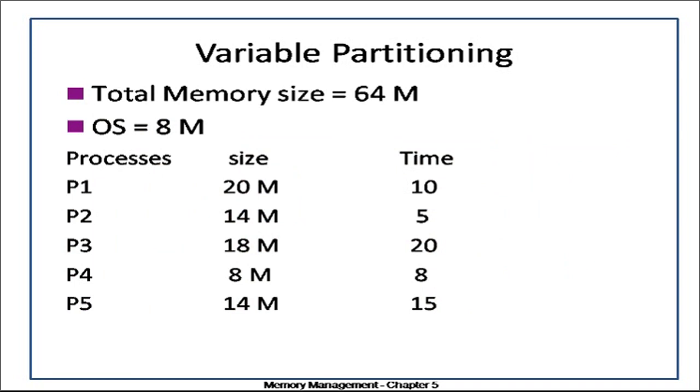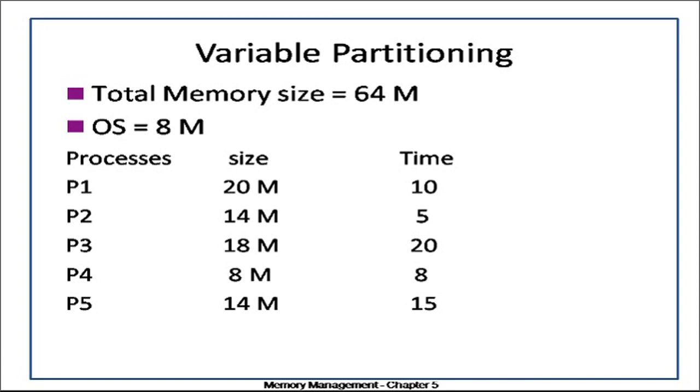Consider that there is a total memory size of 64 megabytes, the operating system size is 8 megabytes, and there are a total of 5 processes P1, P2, P3, P4 and P5, according to size, of 20 megabytes, 14 megabytes, 18 megabytes, 8 megabytes and 14 megabytes. Now, the time required for the execution of the respective processes is also specified.